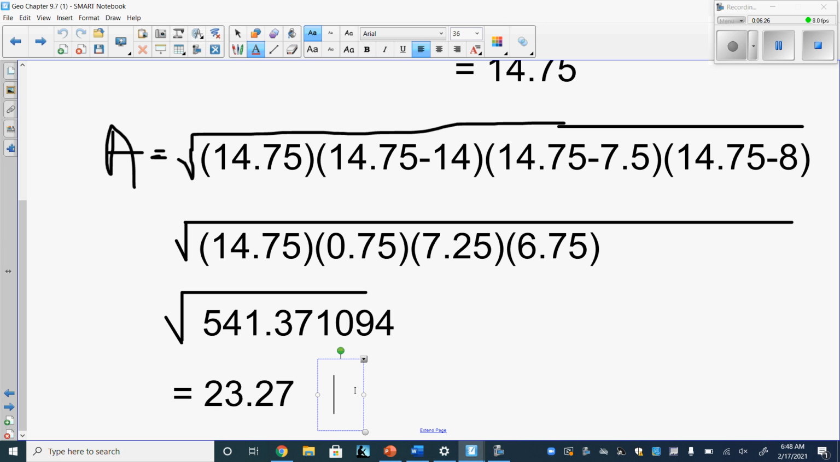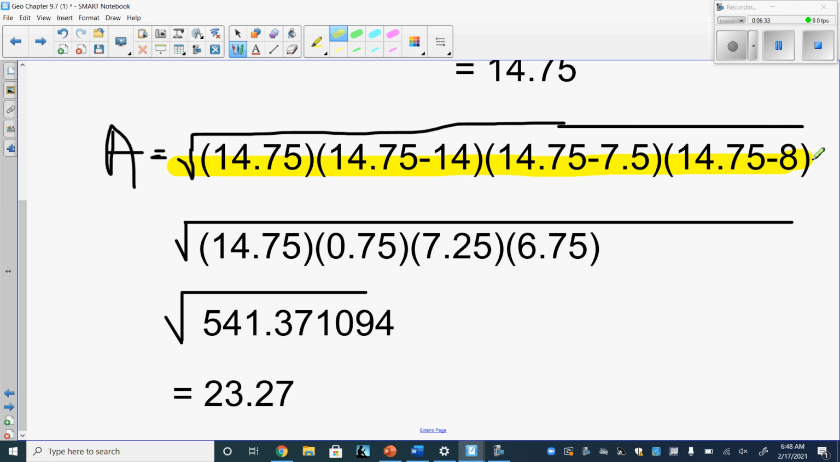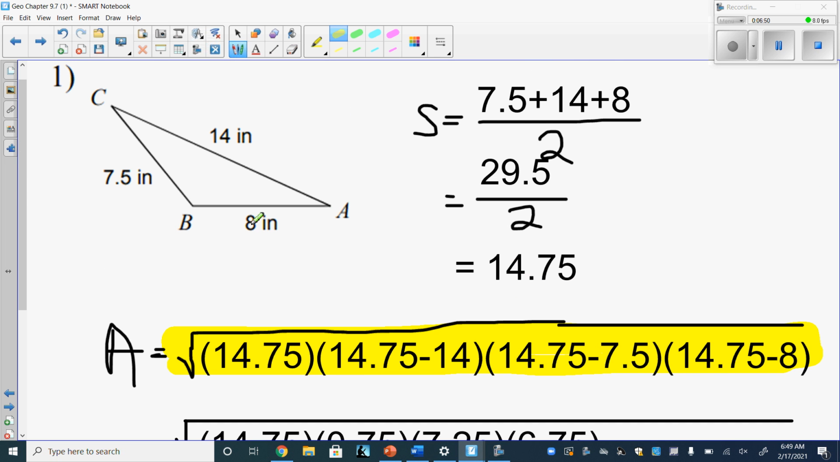And that's it. Now, could you have typed all this into the calculator? Well, yes, you could have typed all that into the calculator and it would have given you your answer. Or we can have worked it out. Either way, we would get to the area of the triangle. And that's all we'd have to do for this one.